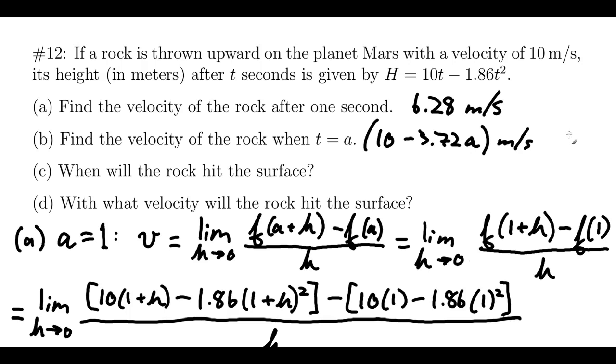Now, as a quick check, this is supposed to work for any value a, so it should also work for a equals 1 second. If we plug in 1 here, we can confirm we have 10 minus 3.72, leaving us the 6.28. We confirm that we get the same result as we got in part A. So we did similar things, but our answer to part B is more general. It answers A, but also later questions as well.